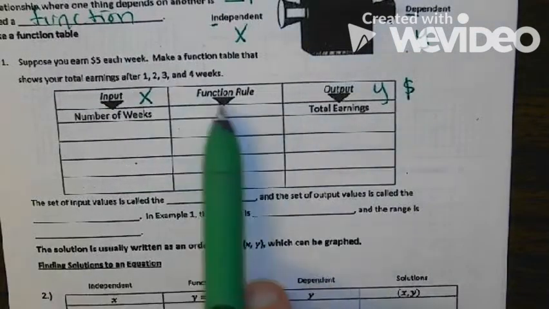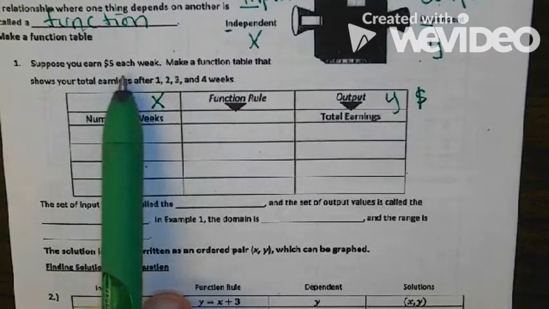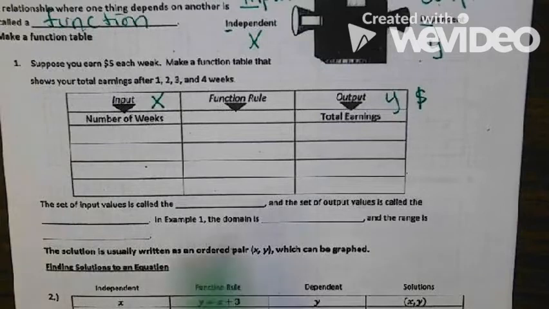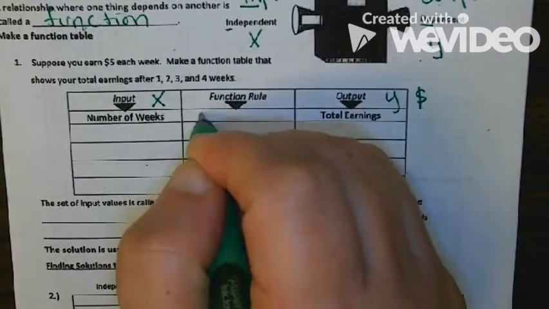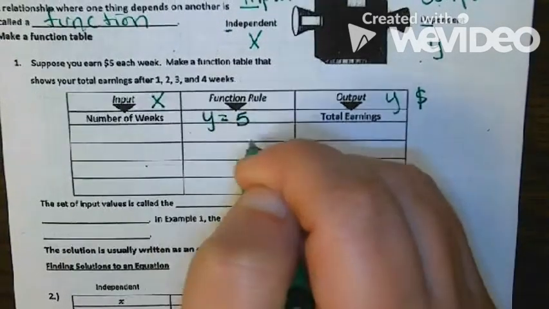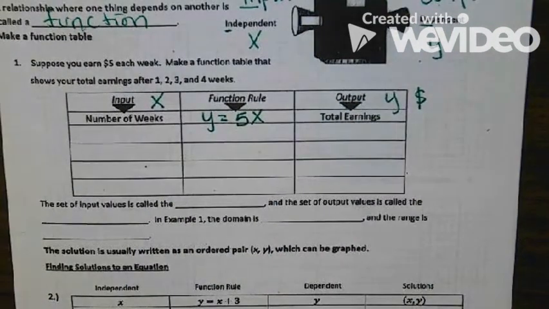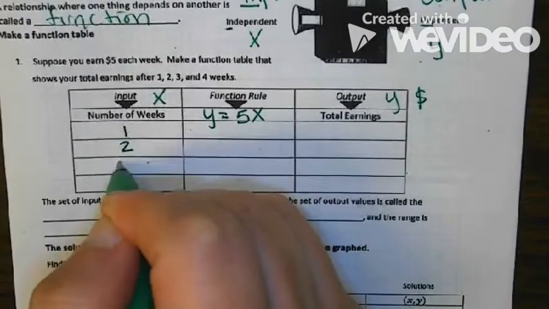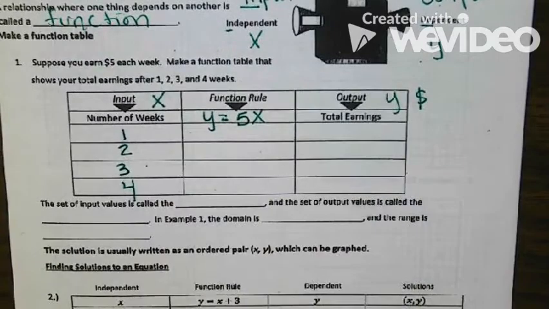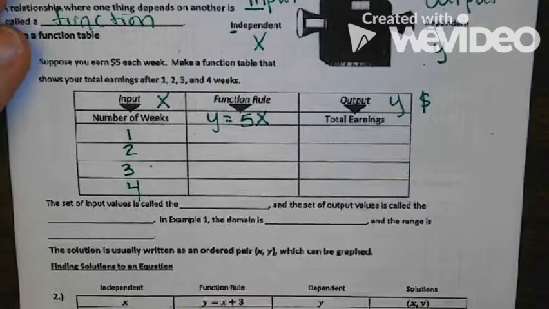What we get out at the end is going to be how much money we made. So we need to come up with a function rule. So we can think back to our writing equations last week. $5 per week, each week. So our money, the y, our total money equals 5 per week. We learned that was multiplication. 5 times our x value over here. So now we can plug in. We're looking for weeks number 1, 2, 3, and 4. So now we can plug in our number of weeks to figure out how much total money we have made.